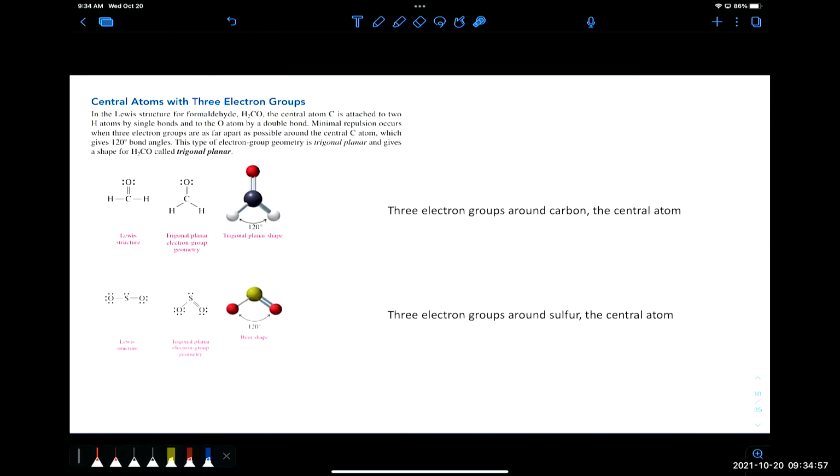If you have 3 electron groups, then you have 2 different possibilities. You can be either trigonal planar.